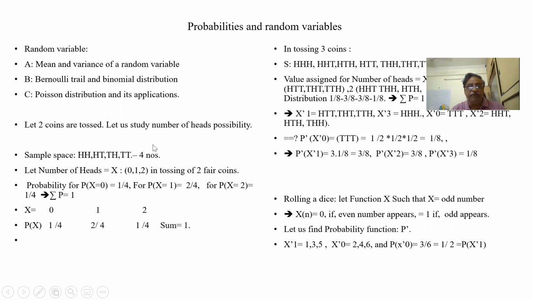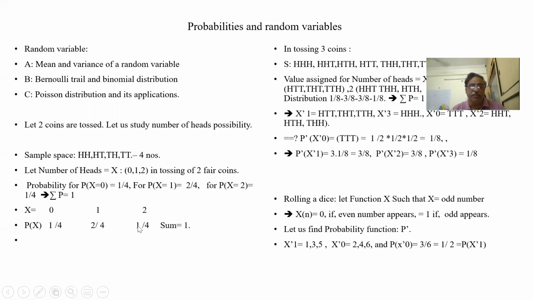If I take my random variable as the number of heads when I do a two coin toss, then for two heads my probability is 1/4, for one head it is 2/4, and for zero heads it is 1/4. So when x is 0, that means I'm getting 0 heads, and the probability of x is 1/4. When x is 1, I'm getting 1 head out of this trial, and the probability is 2/4. When I want 2 heads, the probability is 1/4.